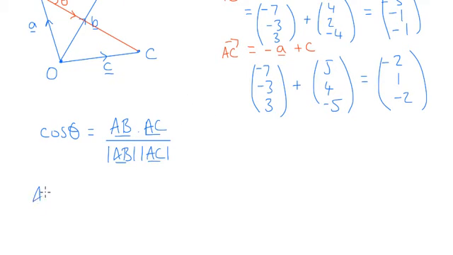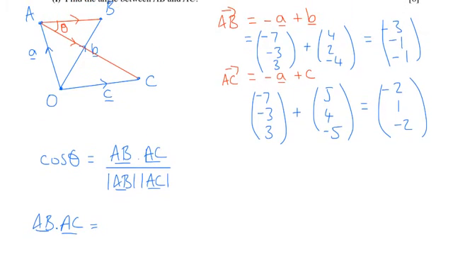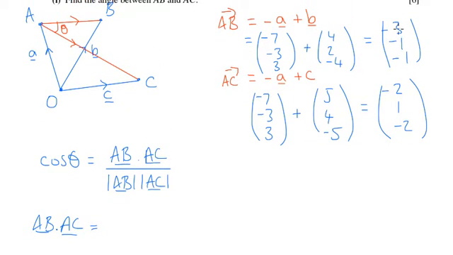The dot product I'll do first. It's the x components times together, so that's 6. The y components times together, so minus 1 times 1 is minus 1, and the z components times together, so minus 1 times minus 2 is positive 2. So we've got what have we got there? 7.